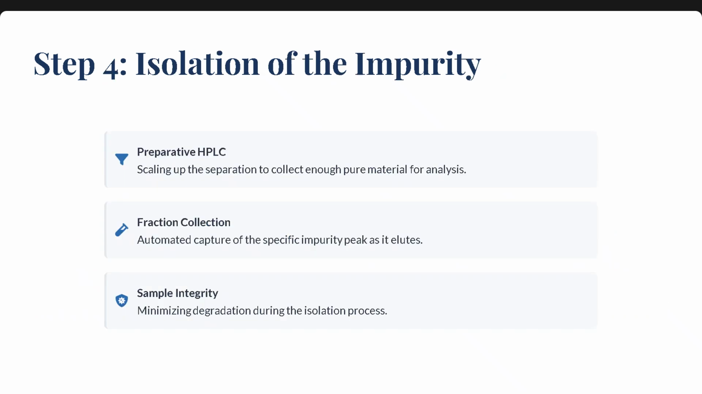Once we have a hypothesis about the impurity, we need to isolate it for detailed analysis. The challenge is that impurities are usually present at very low concentrations, sometimes less than 0.1%. To obtain enough material, scientists typically use preparative HPLC, which scales up the separation process. During this step, the impurity peak is collected through fraction collection, allowing analysts to gather purified material while ensuring the integrity of the sample is maintained during isolation.